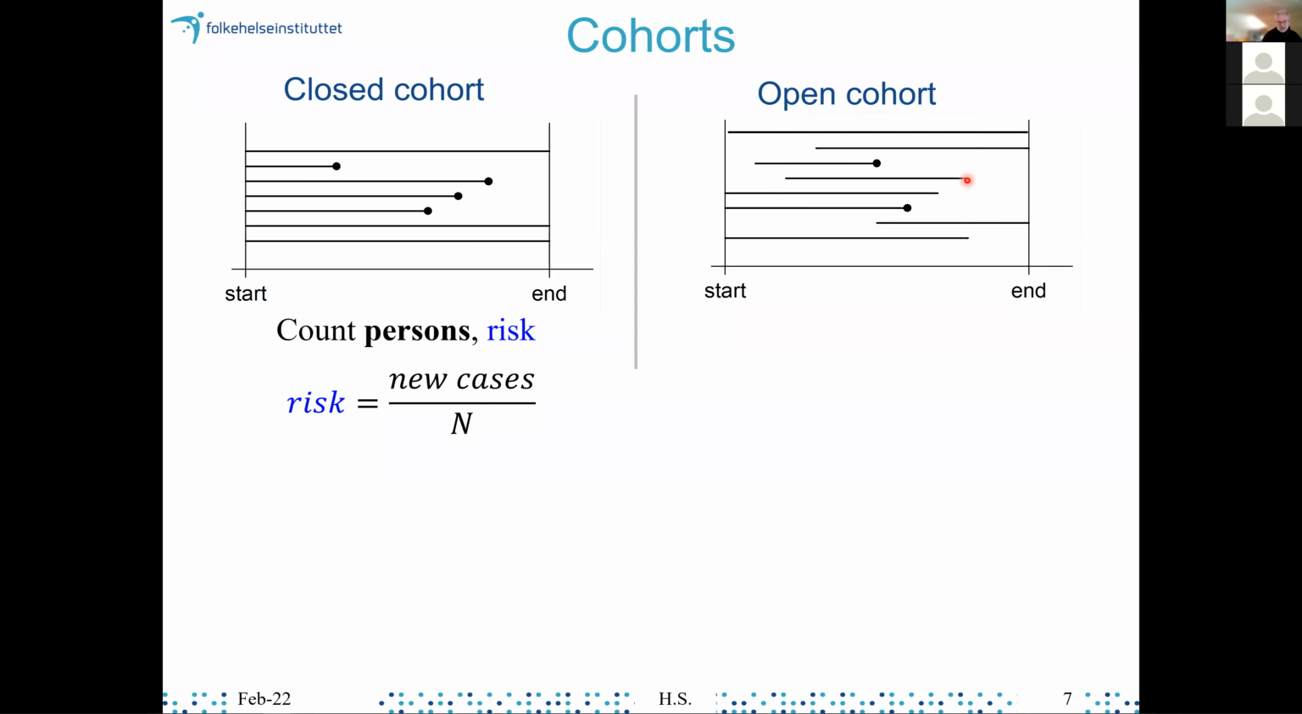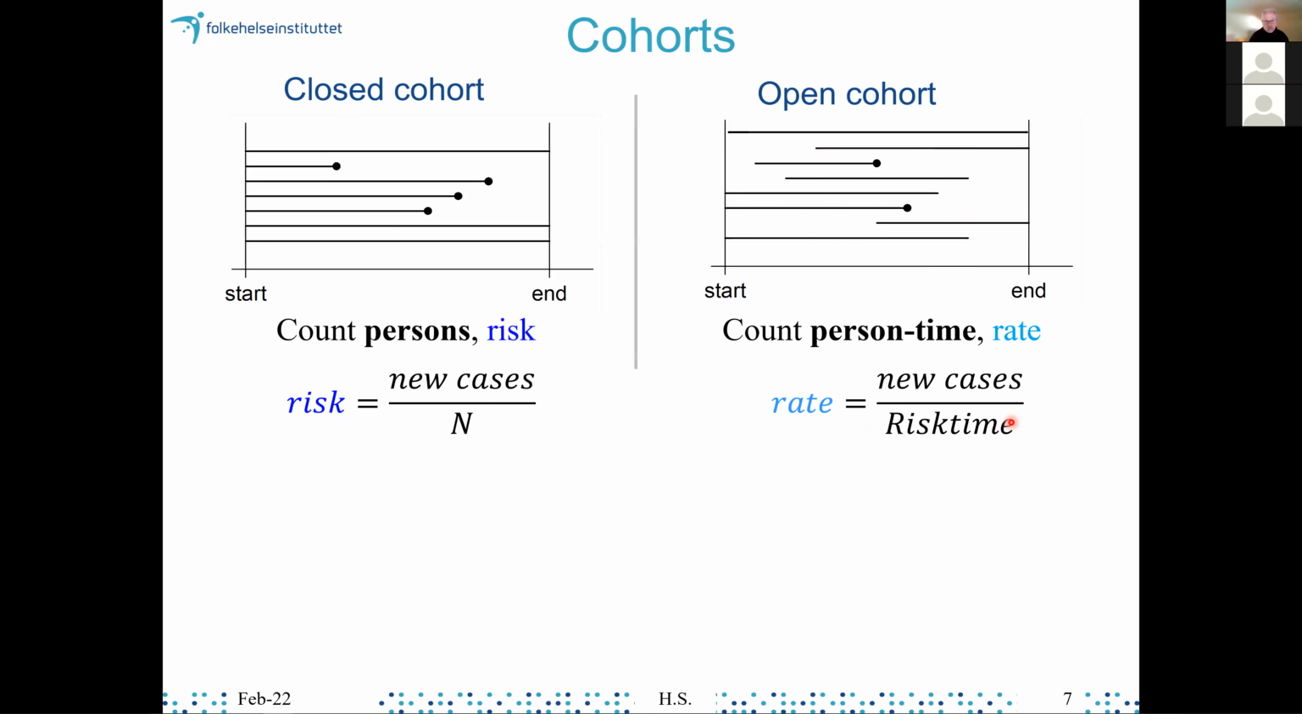And in this situation, we need to measure person time. And person time is given simply by the length of each of these line segments. Number of years that that person was under risk or under observation. And that leads us to a rate measure, defined as the number of new cases divided by the total risk time, which the computer can tally up for us.